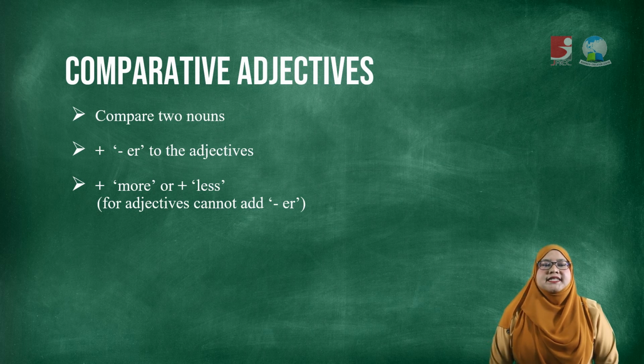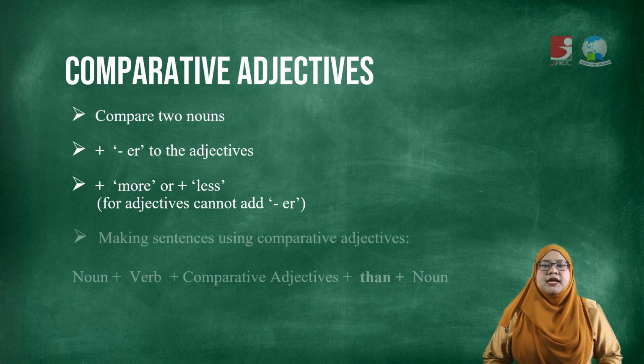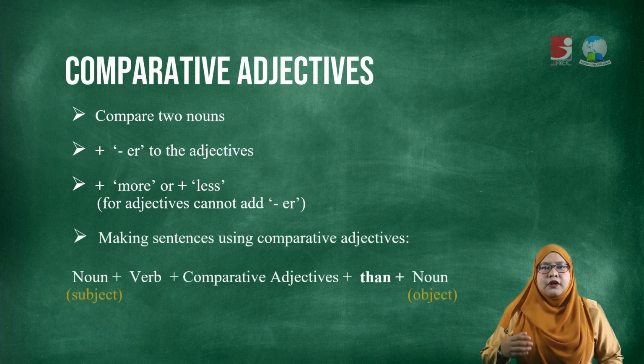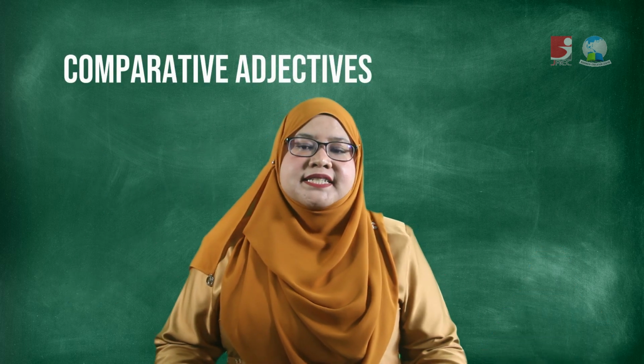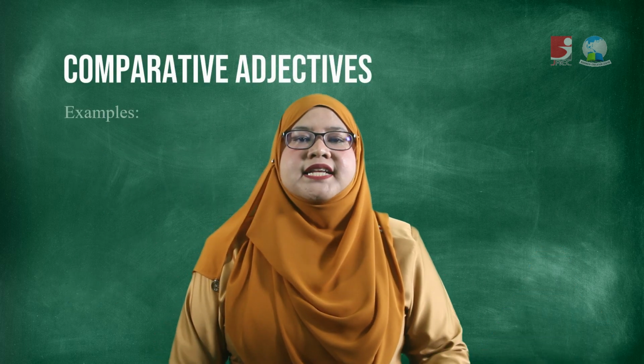Now, let's learn to make sentences using comparative adjective. To make comparative adjective in a sentence, we will use noun, followed by their verb, comparative adjective, then, and lastly, noun that is referring to the object of the sentence. Did you get that? For better understanding, let's look at the examples.